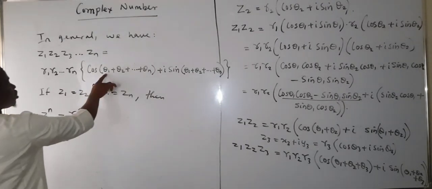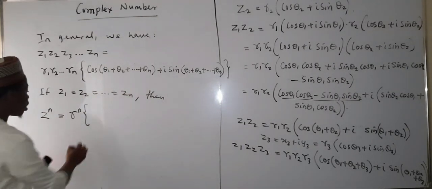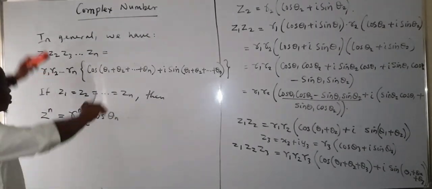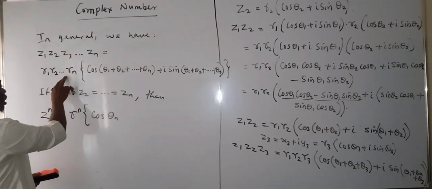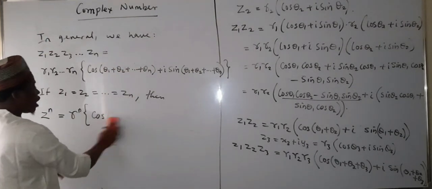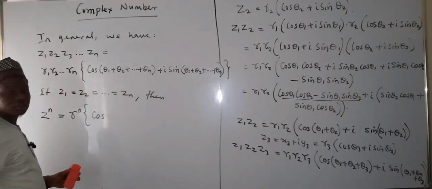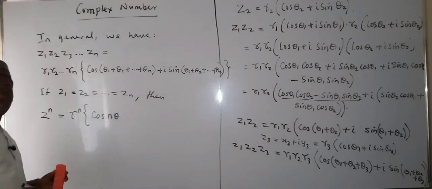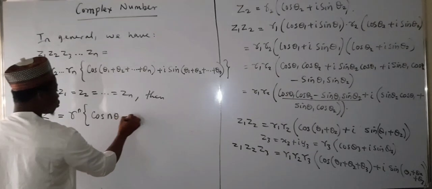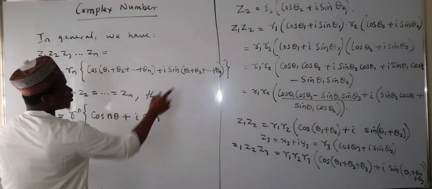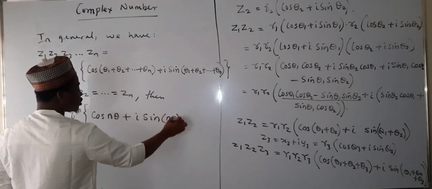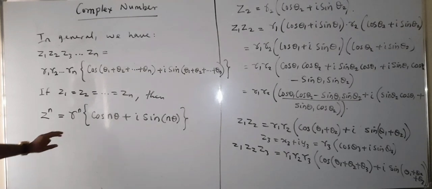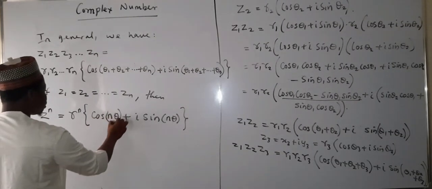Then, open bracket, this is theta 1, theta 2 up to theta n. So we have cos of theta n. But sorry, this is multiplication, so this is addition. How many theta do we have here? n times. So n theta, plus i sine, we also have n theta. Okay. So this is what the Moivre theorem is telling us.